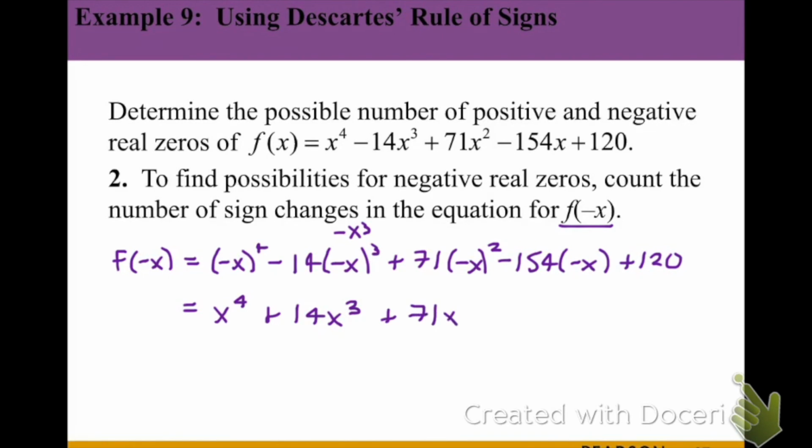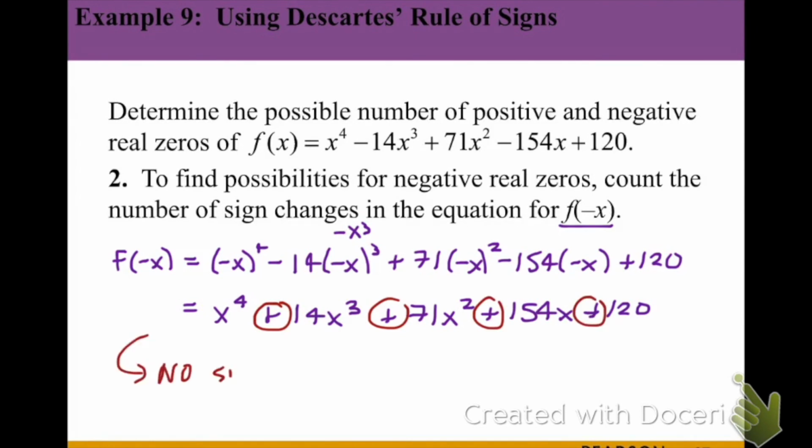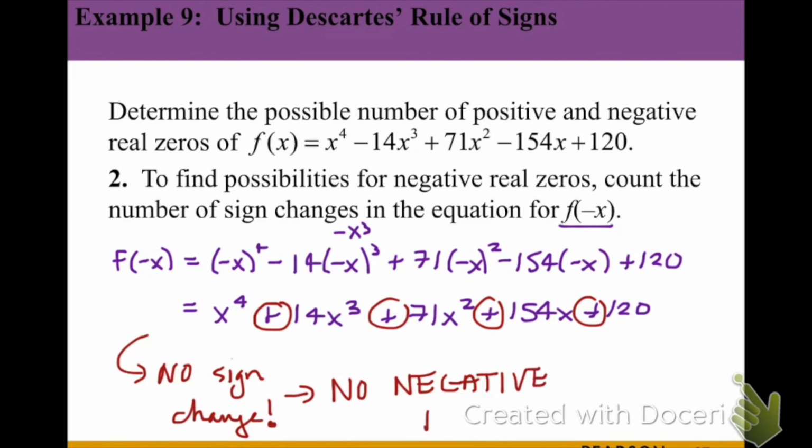If we square, we're going to get a positive there. Again, it's a negative 154 times the negative x, making it a positive as well. And then we also have that positive 120. So if we look here, we have no sign changes, which means that we are going to have no negative real zeros for this function. And so based on that, if we have no negative real zeros, then that means we must have 4 positive real zeros, because since this is a degree 4 polynomial, it must have 4 zeros.